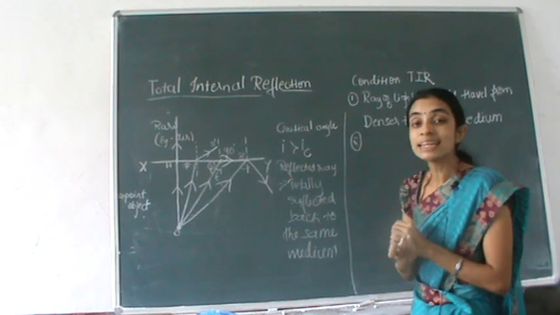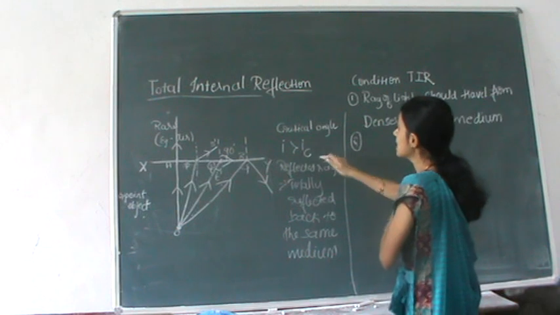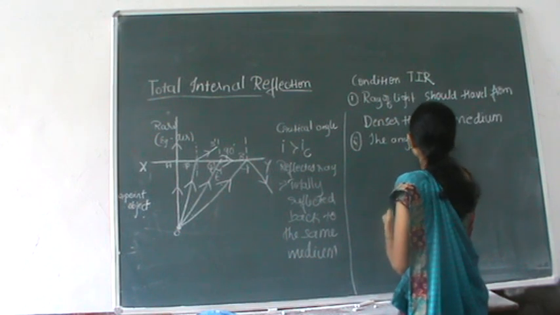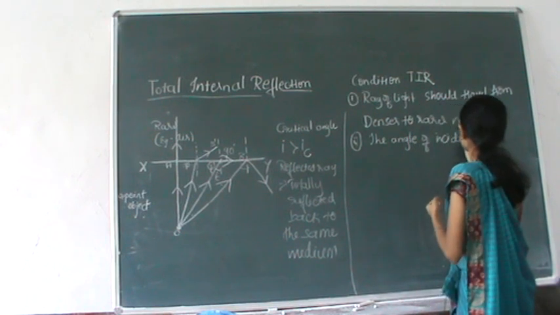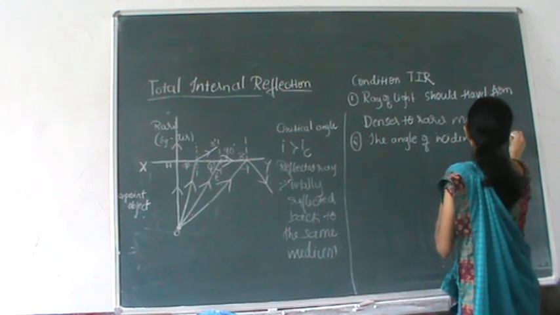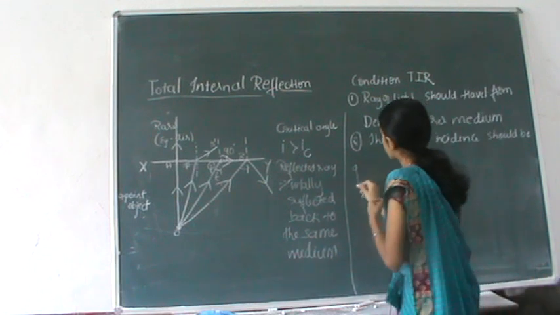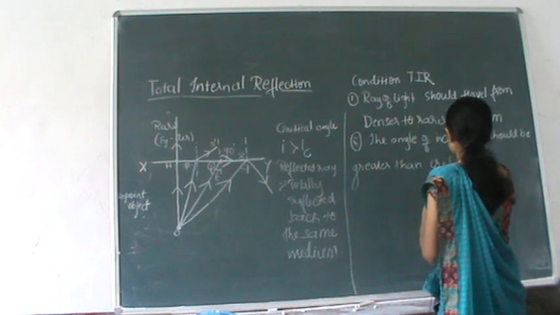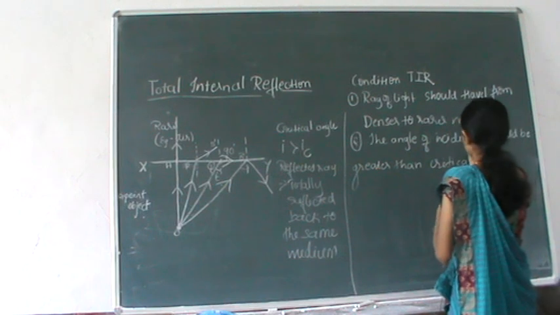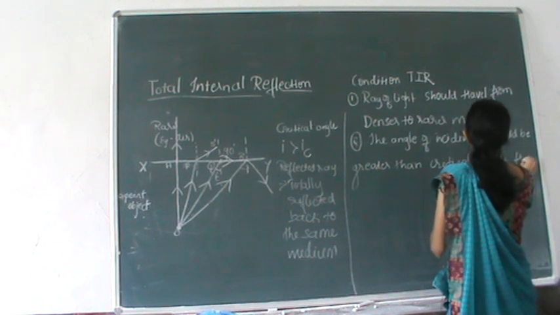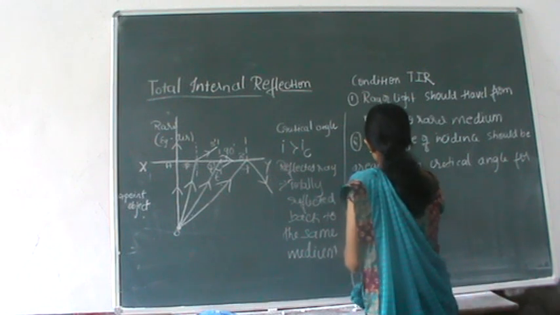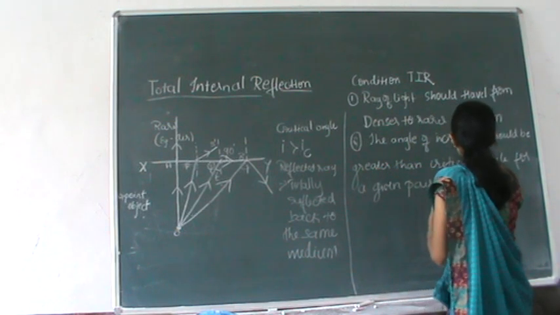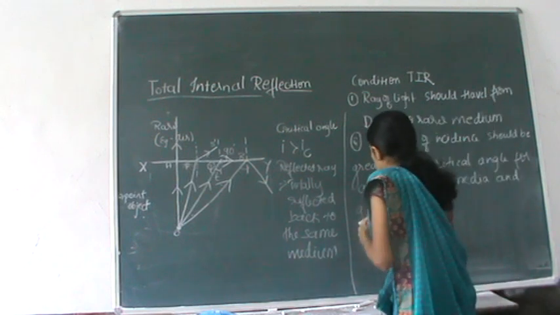Second, one more condition. The angle of incidence should be greater than the critical angle for a given pair of medium and given wavelength.